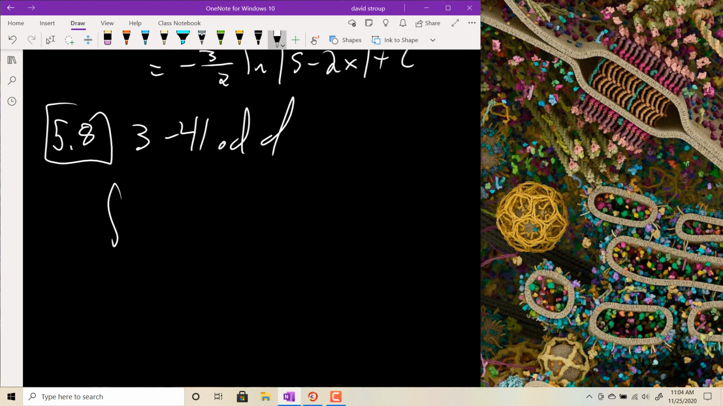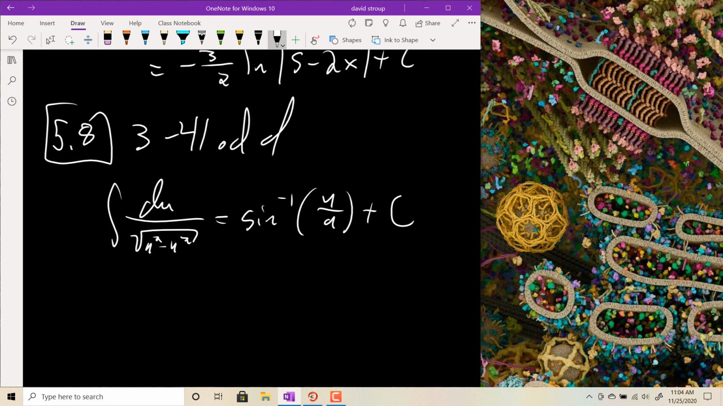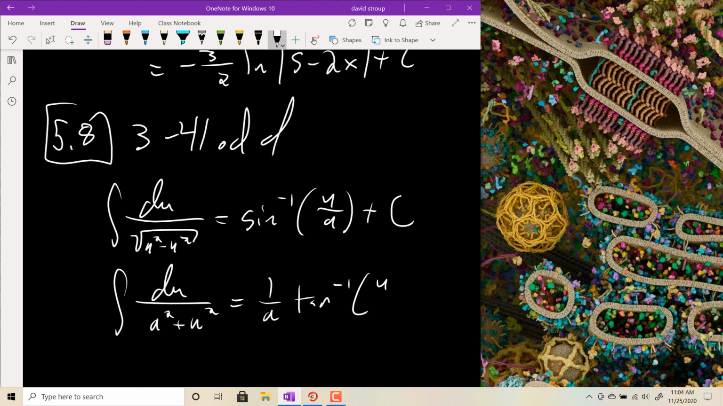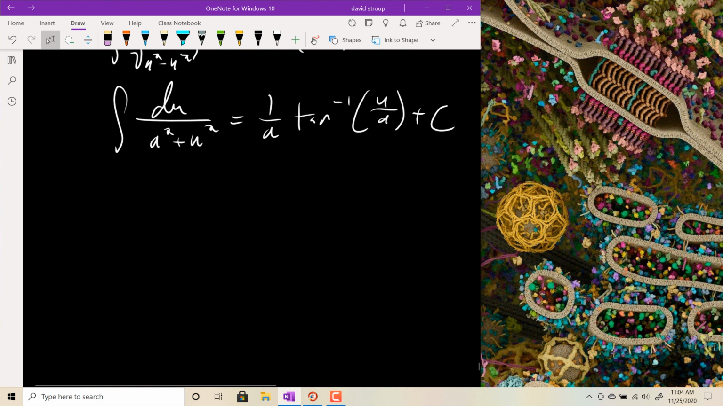The integral of du all over the square root of a squared minus u squared is arc sine, or if you'd rather, sine inverse of u all over a plus c. And then the integral of du all over a squared plus u squared is 1 all over a arc tan of u all over a plus c. And so you have to have those memorized.